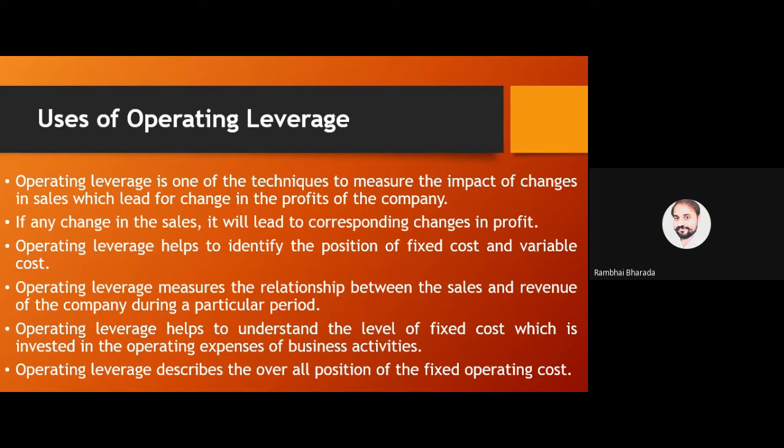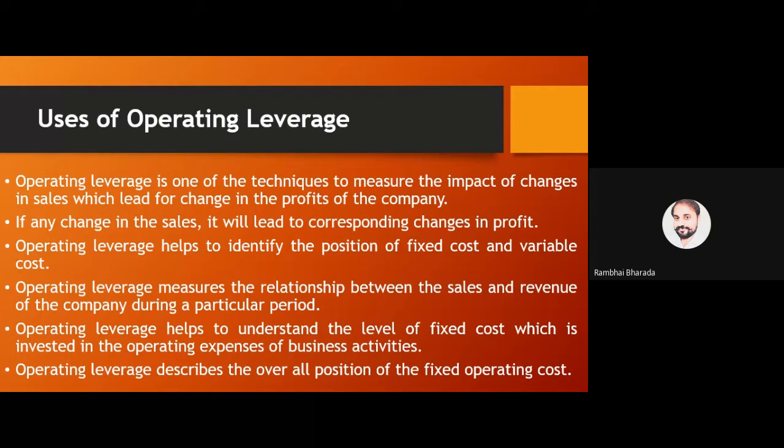If there is any change in sales, it will lead to corresponding changes in profit. Corresponding changes means a fixed ratio होगा. If the sales will increase by 20%, profit will increase by 5%. So we can write like this: if the sales of the company will increase by 40%, then definitely profit of the company will increase by 10%. Are you getting my point?